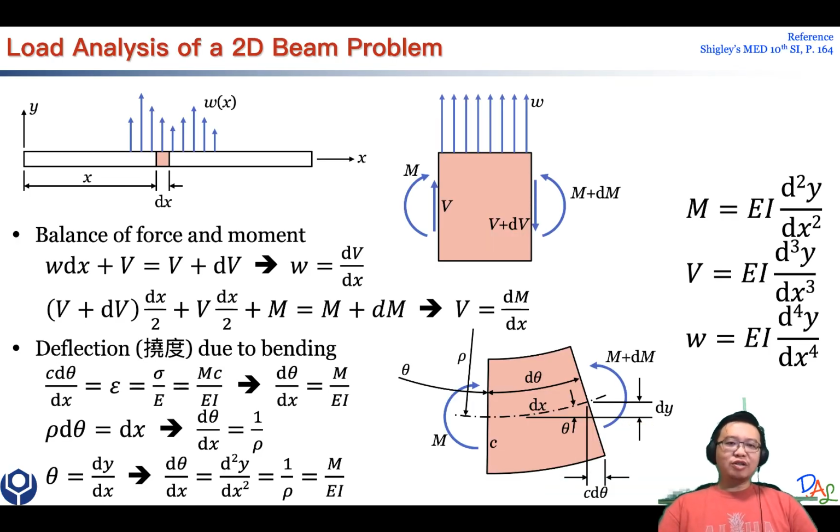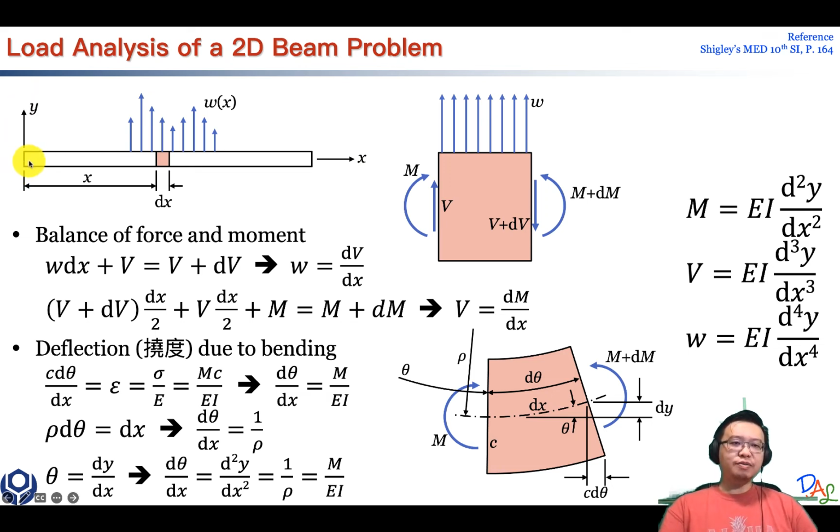Today, let's talk about the mechanics inside a beam. Let's first take a look at this beam problem. We assume along the z direction there's nothing different, so we can reduce a 3D beam problem to a 2D beam problem like this. You can see we align this beam with the x-axis, and here is your y direction.